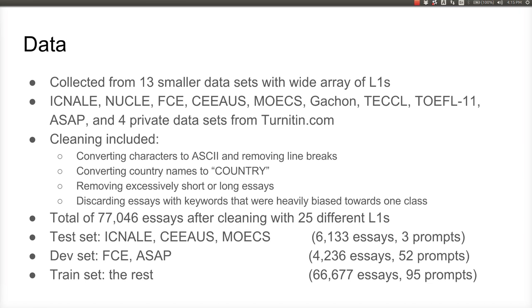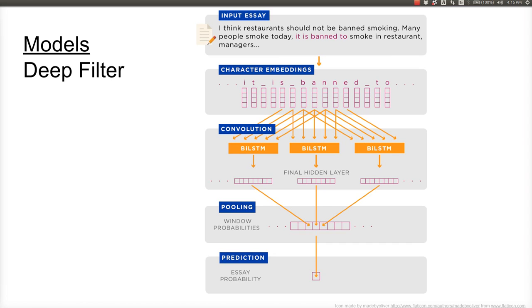The data was collected from 13 smaller data sets, spanning many countries and native languages, and it contains approximately equal numbers of native and non-native English writing. I cleaned the data to remove any potential confounds caused by formatting issues, and split the train, dev, and test sets by subcorpus to avoid learning specifics about the corpora. After cleaning, I was left with 77,000 essays written by students with 25 different native languages.